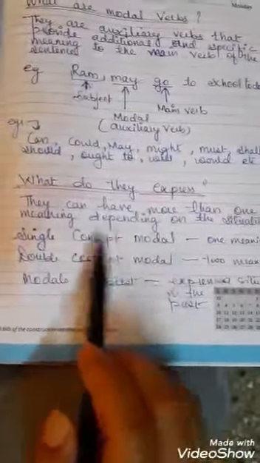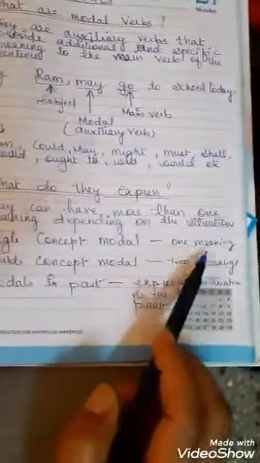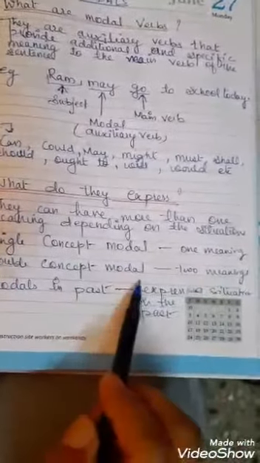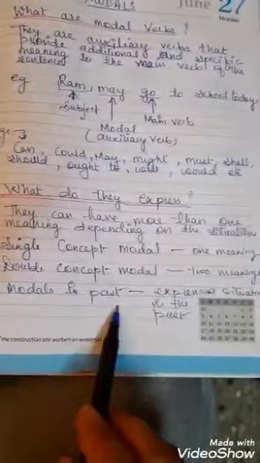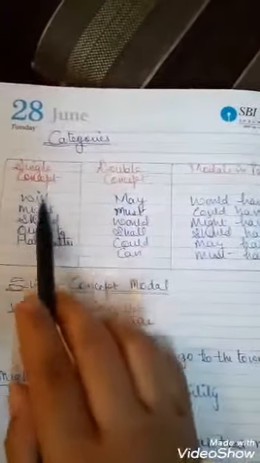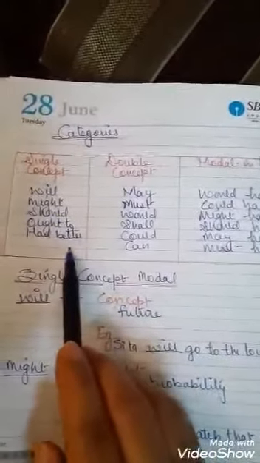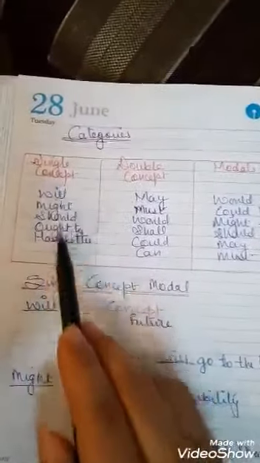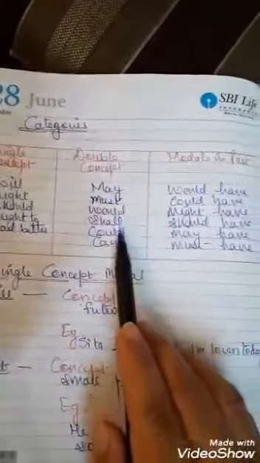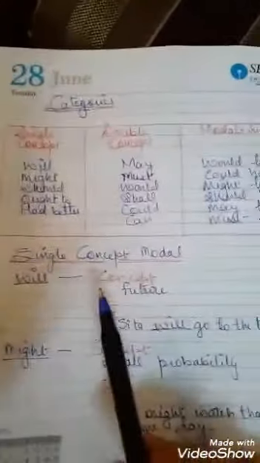So, single concept, there are three types of categories. One is single concept modal which shows only one meaning, then double concept modal which shows two meanings, then modals in past express a situation in the past. Now I am going to explain the categories. Single concept: these modals, will, might, should, ought to, had better, fall under the category of single concept. There must be many more. Double concept: may, must, would, shall, could, can. Then modals in past: would have, could have, might have, like that.